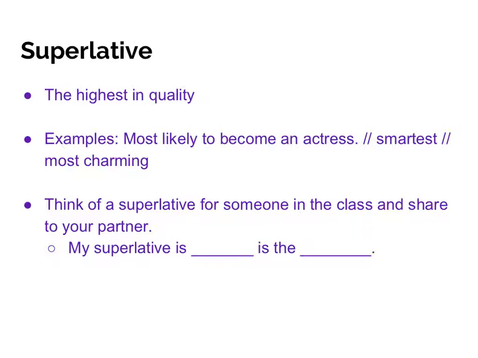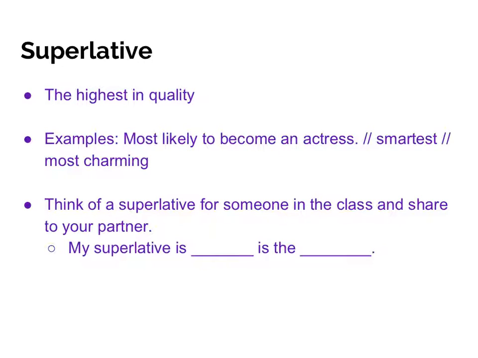Now we are going to look at superlative. This is on page 8. Superlative means the highest in quality. So, examples: most likely to become an actress. It's the highest in quality. You're the best. You're the most likely to become an actress.